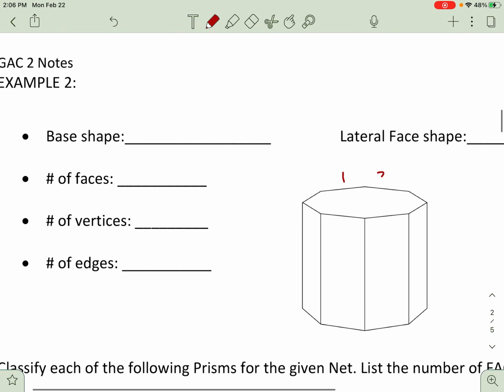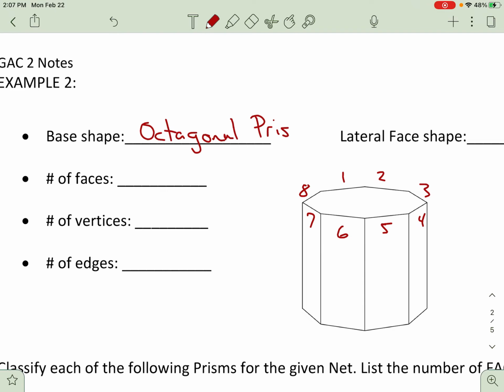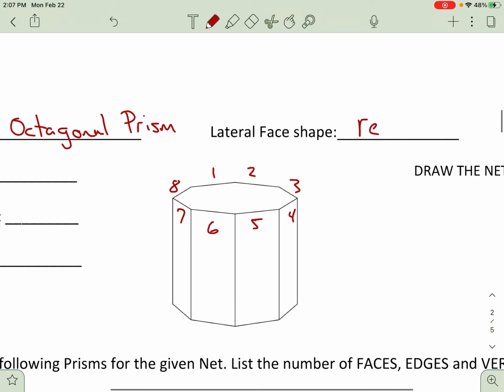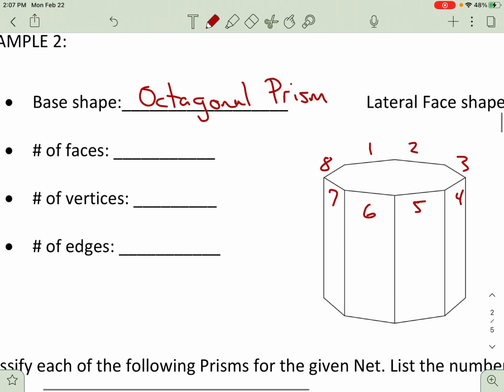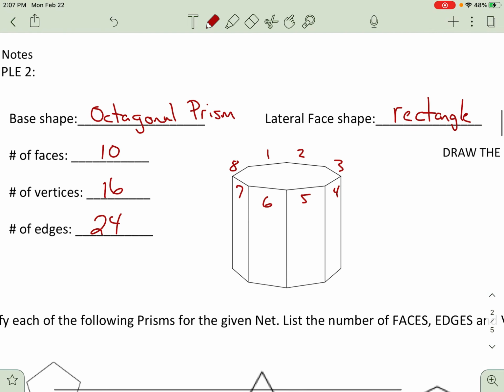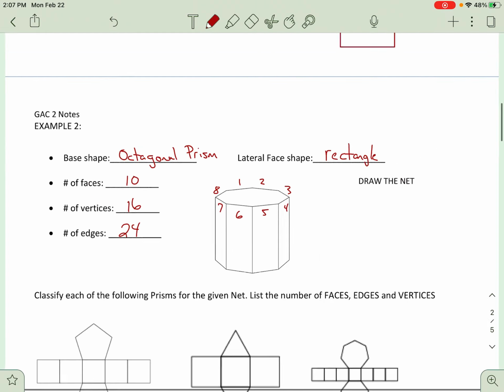Next shape, 1, 2, 3, 4, 5, 6, 7, 8 sides. So this is an octagonal prism. Again, lateral face shape is a rectangle. So number of faces, we know it's 8 plus 2, which is 10. 8 times 2 is the number of vertices, which is 16. And 8 times 3 is the number of edges, which is 24. Which again, 8, 8, and then the 8 edges around the outside here.